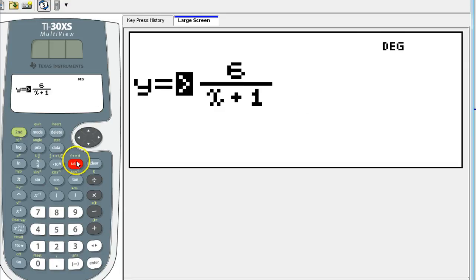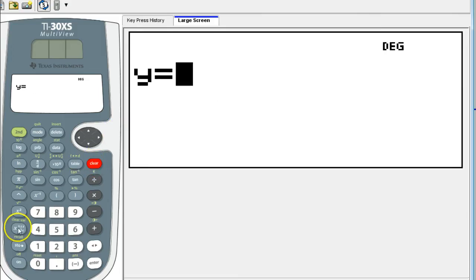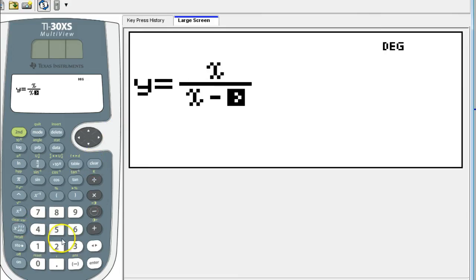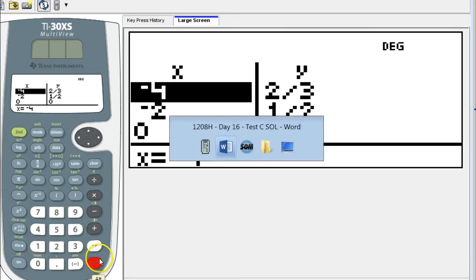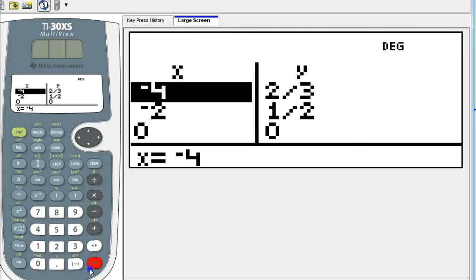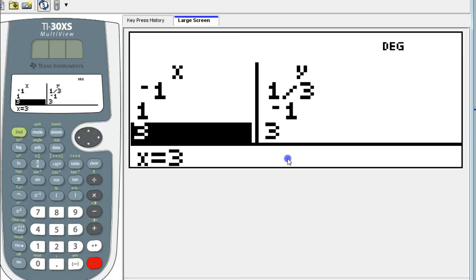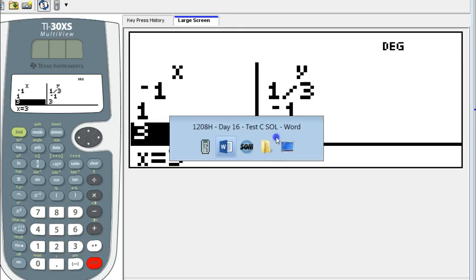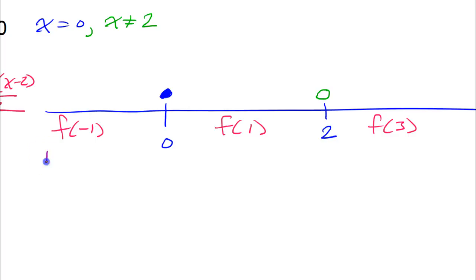To help myself out, I'm going to use my TI-30XS MultiView. X over x minus 2. Alright, make sure your calculator is in Ask X mode. So I want to evaluate at -1, +1, and 3. So I get 1/3, -1, and 3.